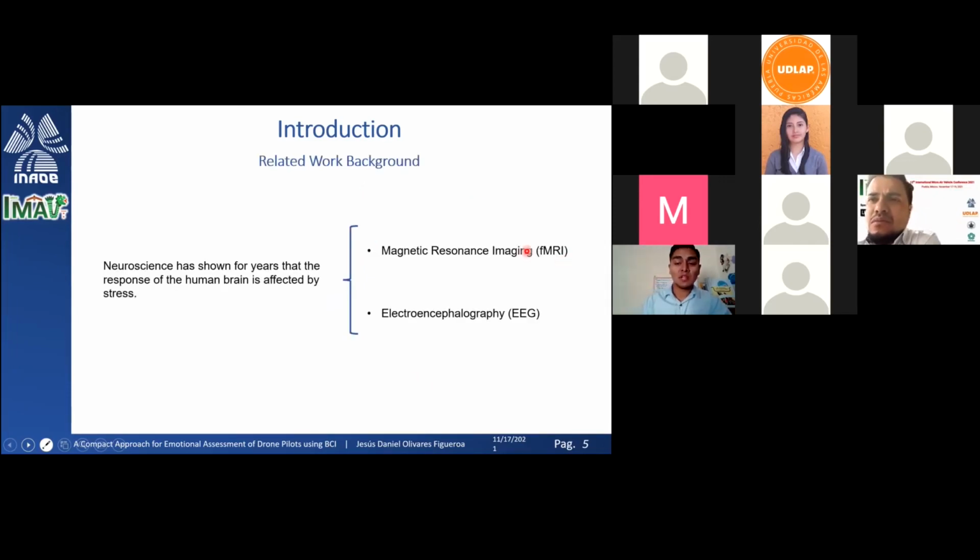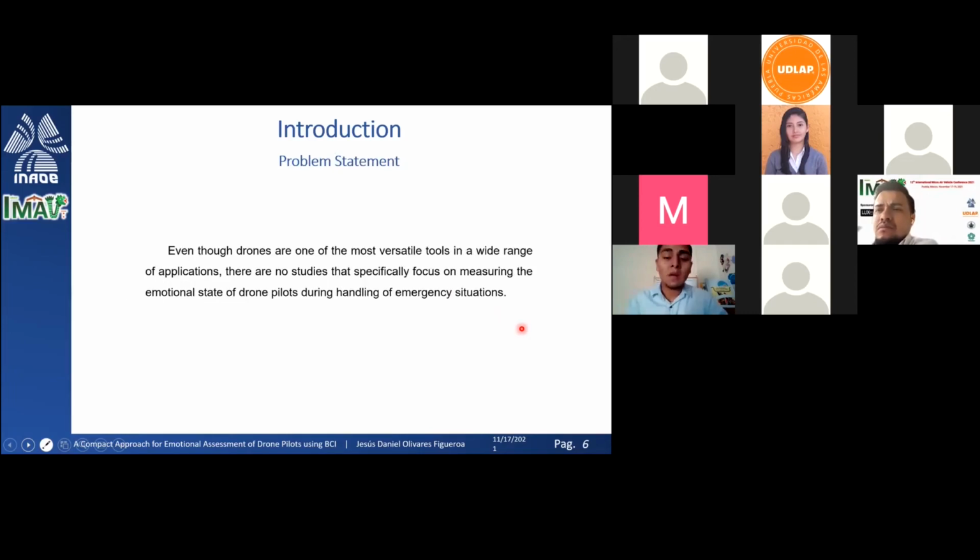For years, neuroscience has shown that the response of the human brain is affected by stress. Non-invasive technologies are the most common sources to study brain activity. However, EEG is a preferred application in many research areas due to technological advances and commercial availability. But even though drones are one of the most versatile tools nowadays, there are few studies that specifically focus on measuring the emotional states of drone pilots, especially when handling an emergency situation.